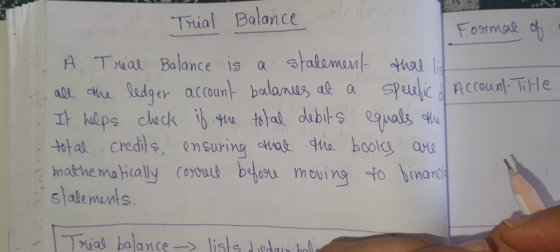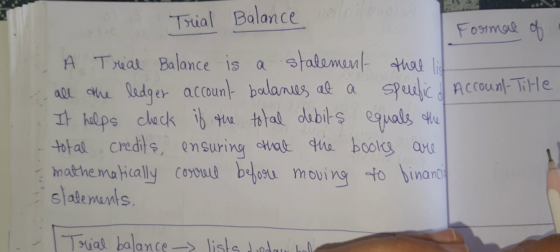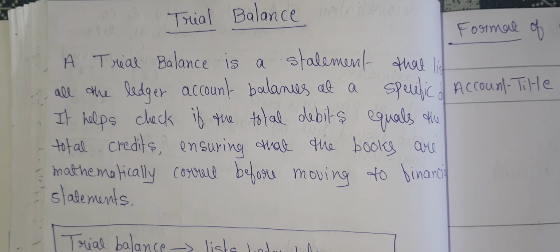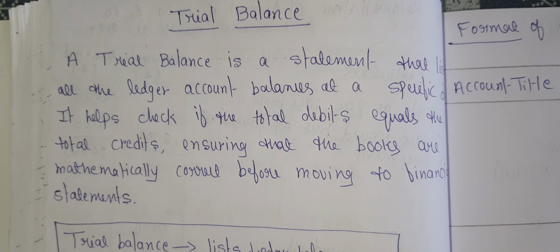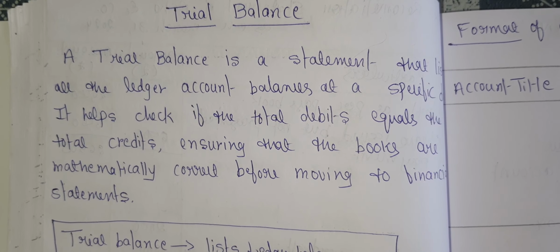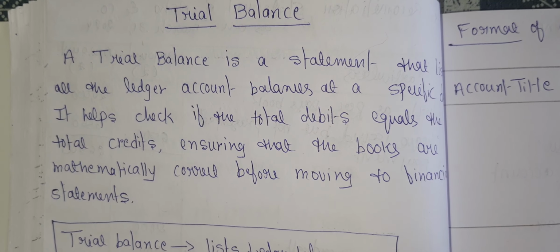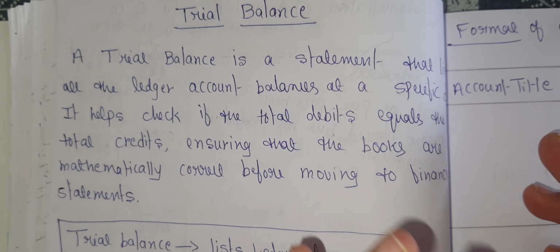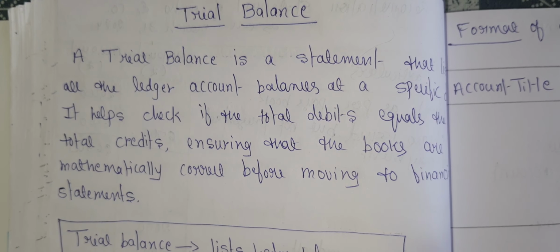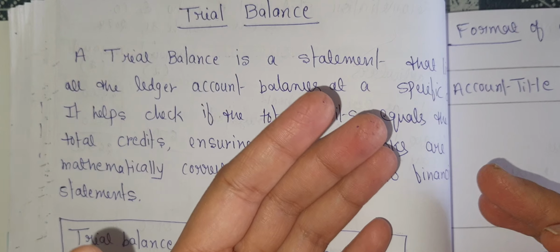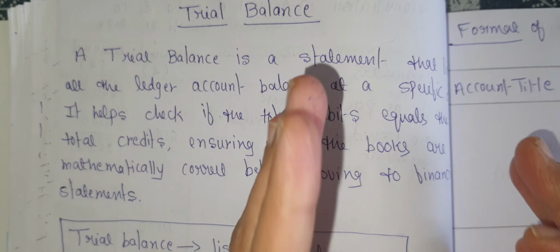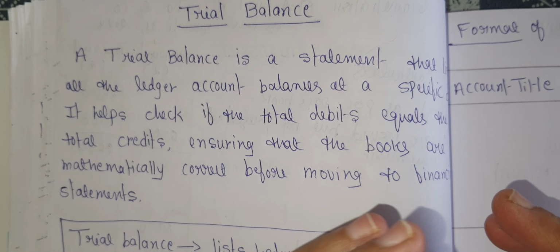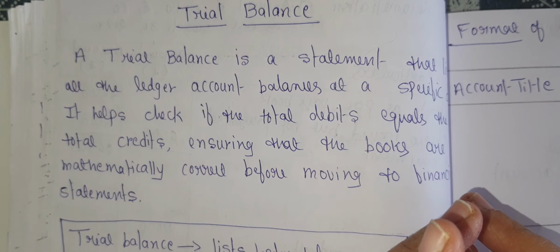Hello everyone. In today's class, I am going to teach you about trial balance. In the accounting process, the first step is to identify the financial transactions. Once identified, we record them in the journal, right? And after that, what will we do? We post these entries to the ledger, where transactions are classified into different accounts.